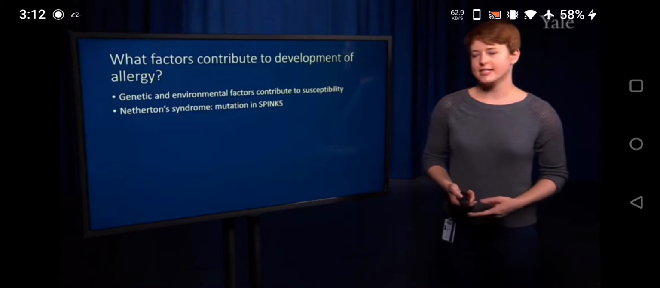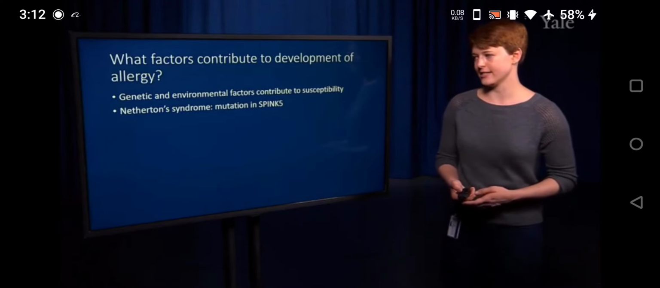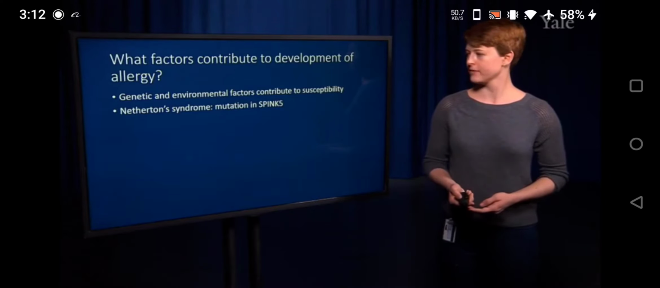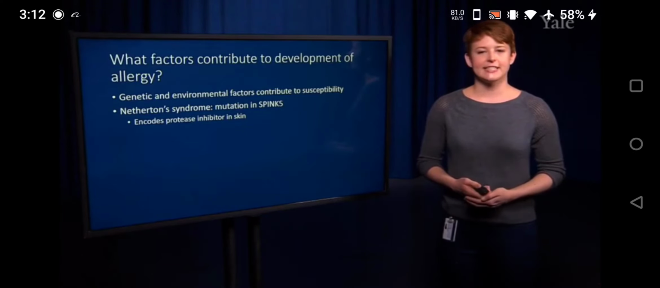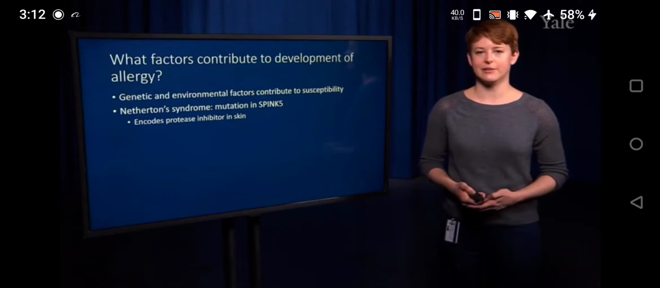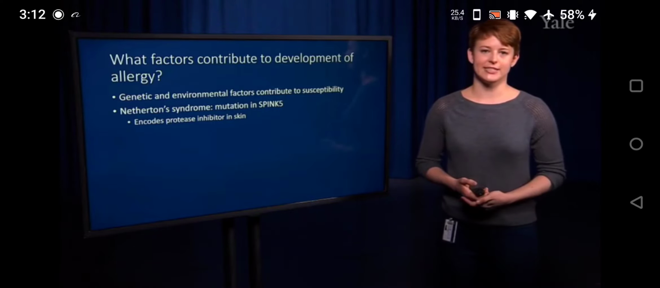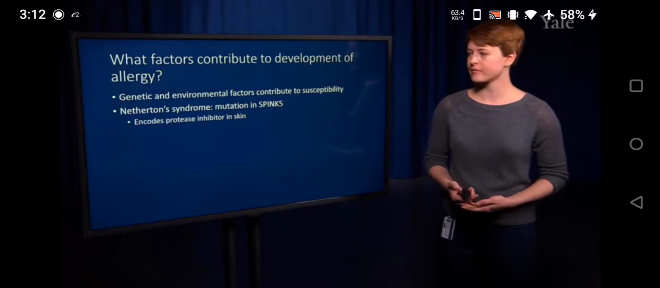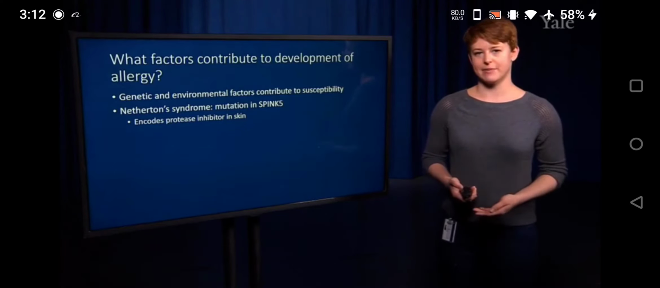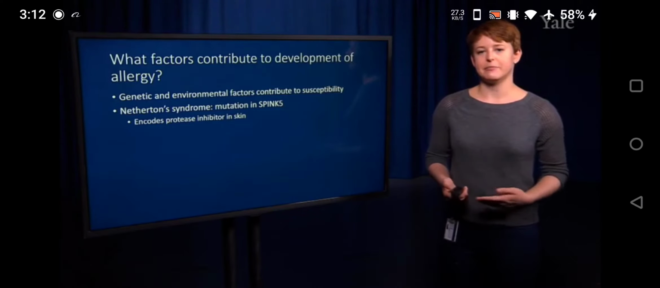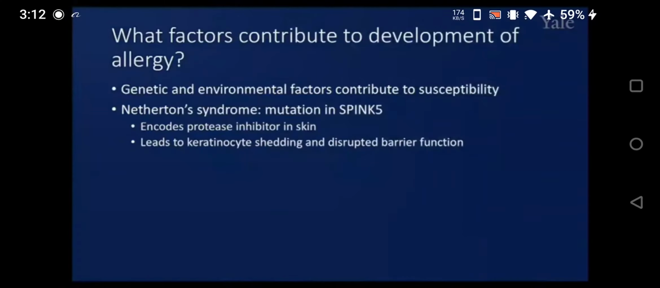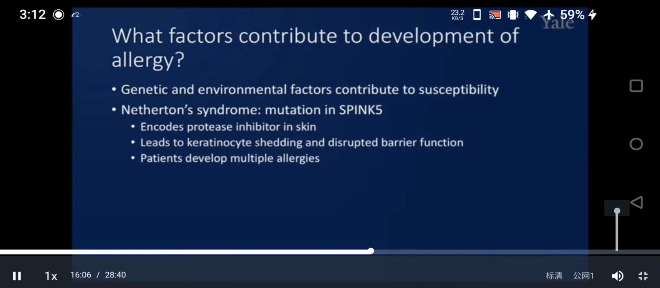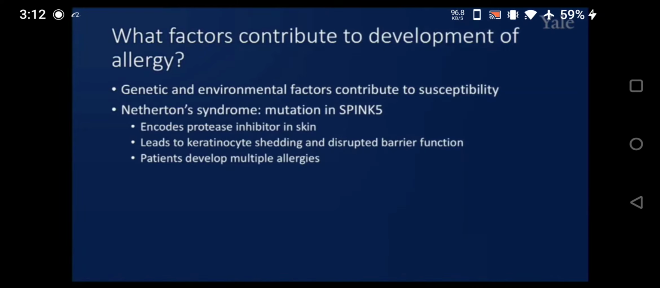And there's one example of a genetic disease called Netherton Syndrome, which is a mutation in SPINK5. And this protein encodes a protease inhibitor in skin. So if you guys remember back to the last figure I just showed, the antigen we were talking about in that case was a protease that was able to disrupt the epithelium in the skin or mucosa. So in this disease, we have protease inhibitors that are no longer functional. So we lack the ability to block those proteases from entering. So this then leads to keratinocyte shedding and disrupted barrier function. And patients typically develop multiple allergies, especially allergens that they come into contact through the skin.